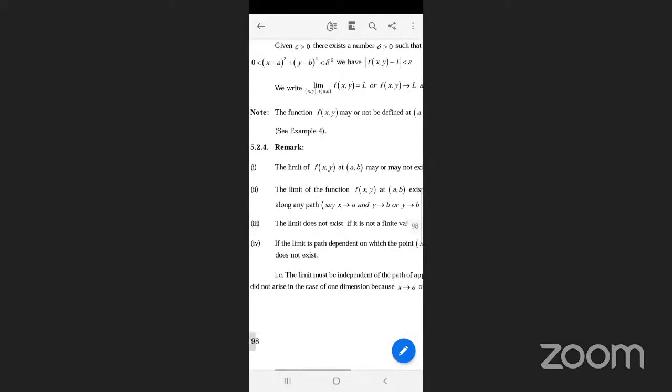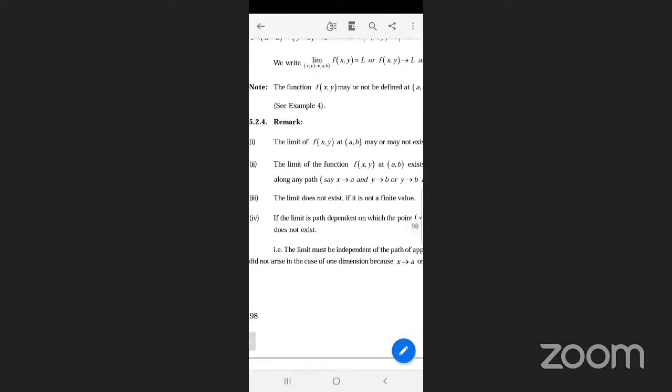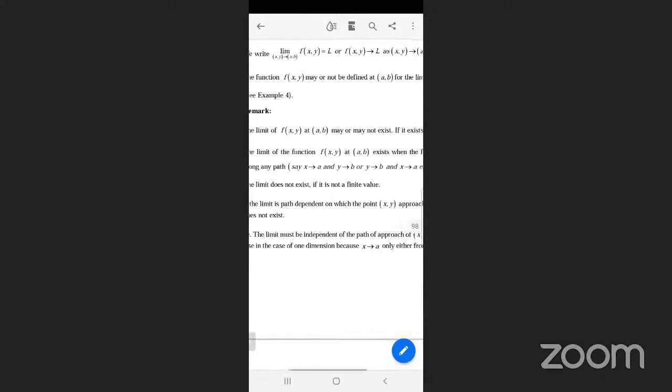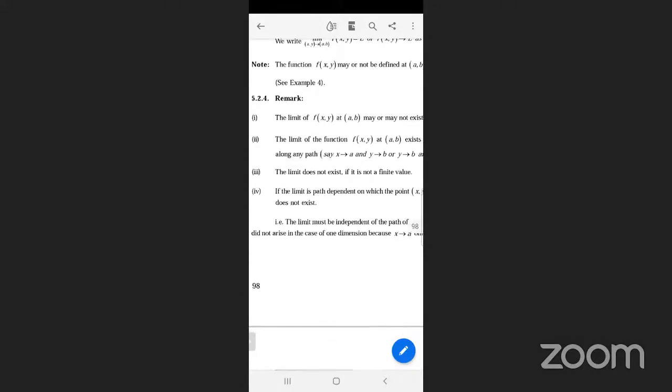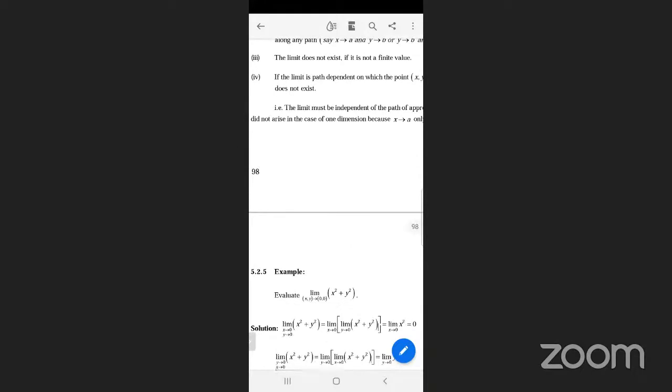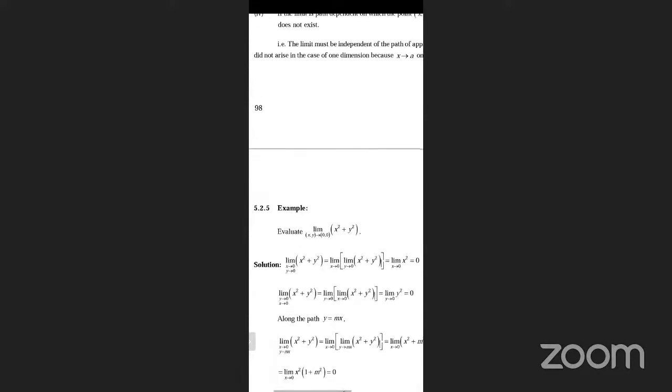Next, third point, fourth point. If the limit depends on the path by which the point (x, y) approaches (a, b), then the limit does not exist. For discussing this fourth point, I will explain one example here. Yes, evaluate the limit as (x, y) tends to (0, 0) of x square plus y square. Okay, x square plus y square.